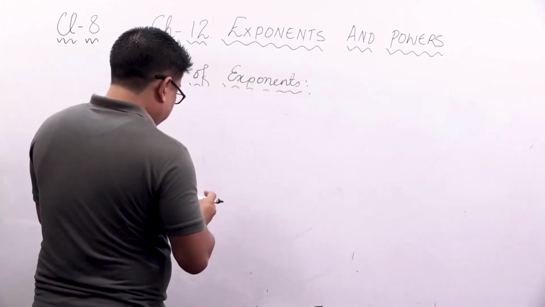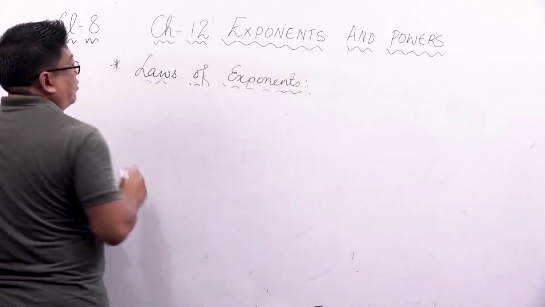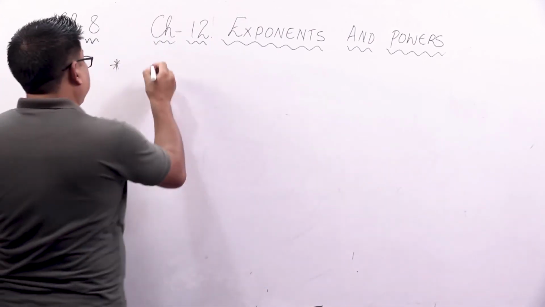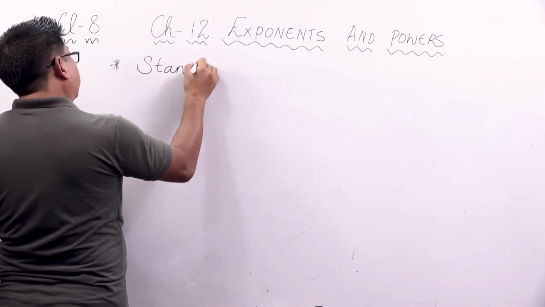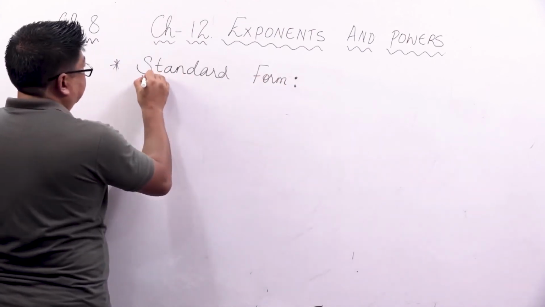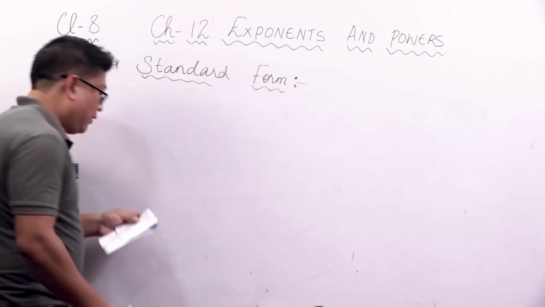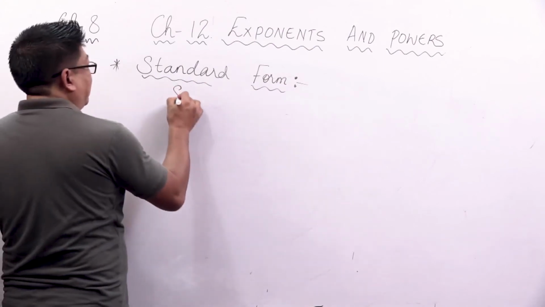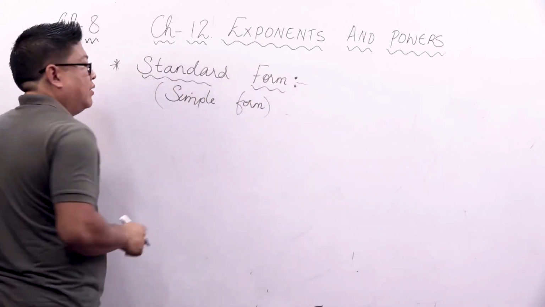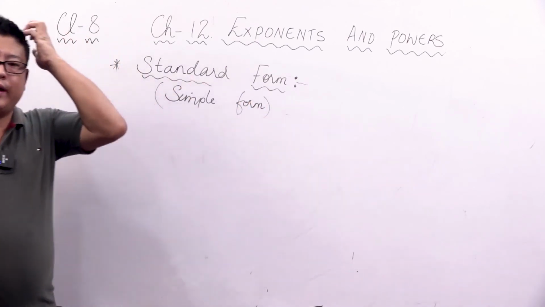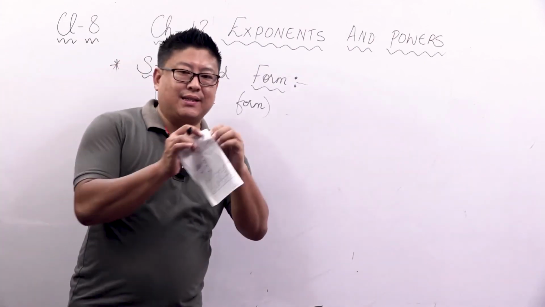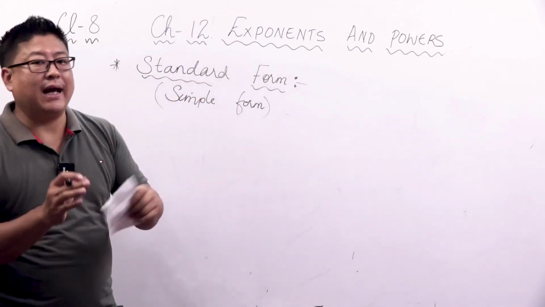Now, we will talk about a new topic. The new topic is standard form. So standard form is nothing but, we can also call it simple form. When we say standard form, in simple words, a big number is represented in the form of small numbers, okay, with the help of small numbers.